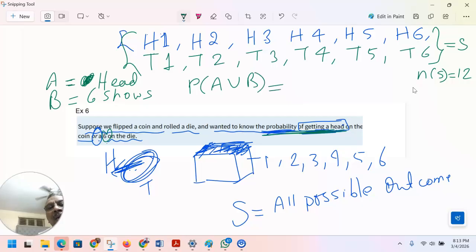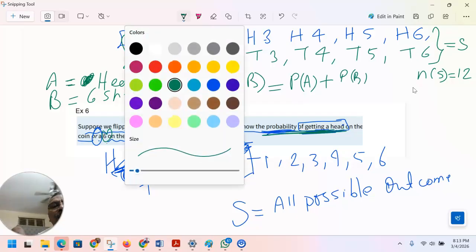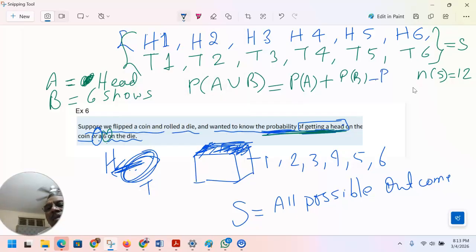Now, let's write down. By formula, it is probability of A, plus probability of B, and then you have to subtract, minus probability of A and B. What does that basically mean? Both the first one shows head and this one shows 6. So we want to know when can this happen? Now this is probability of A.